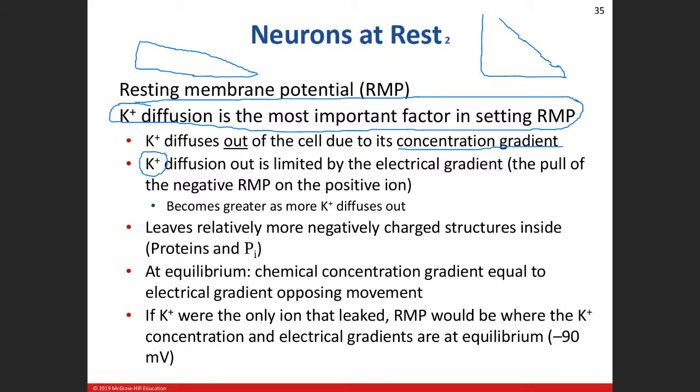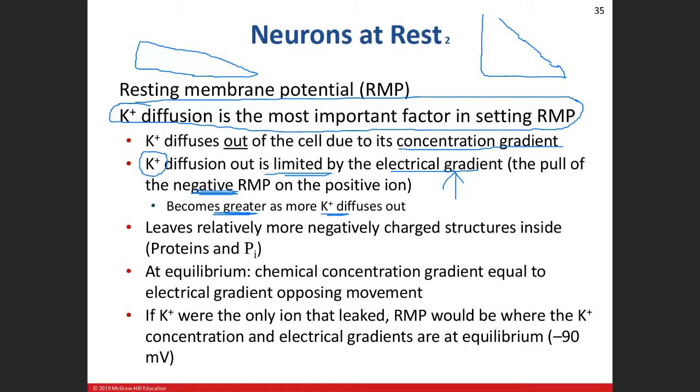So that's what we're going to see here. We say that it's limited because of the electrical gradient. What's that? That's the pull of the negativity of the inside of the cell from the phosphates and from the proteins. In the beginning, potassium will pour out fast because the concentration gradient is so steep. But then as that steepness declines, the negative attraction from the proteins and the phosphates overcomes the concentration gradient, and it becomes harder for potassium to diffuse out. So that's the electrical gradient, opposites attract. That becomes greater as more potassium leaves, and it starts to slow down its diffusion.